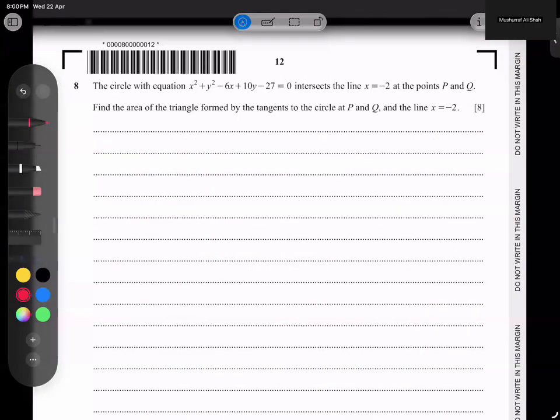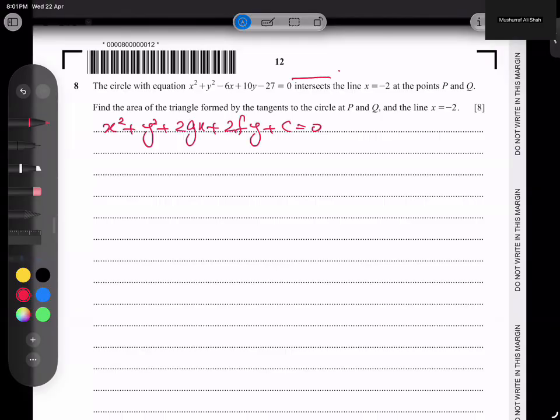Question number 8 and the topic is circles. The circle intersects the line at P and Q points, and we need the area of the triangle formed by the tangents at P and Q and the line. So students, the best way to solve the question is to sketch the diagram. But before sketching, we need some important parameters. And what is that? x square plus y square plus 2gx plus 2fy plus c equal to 0.